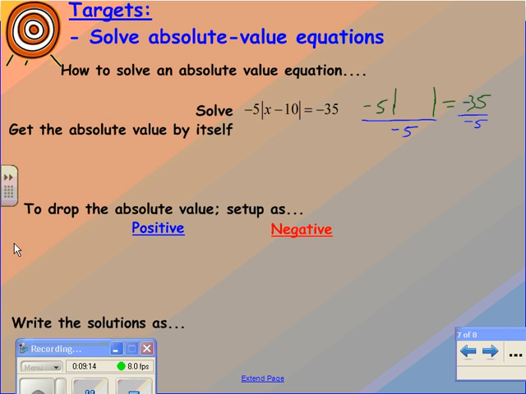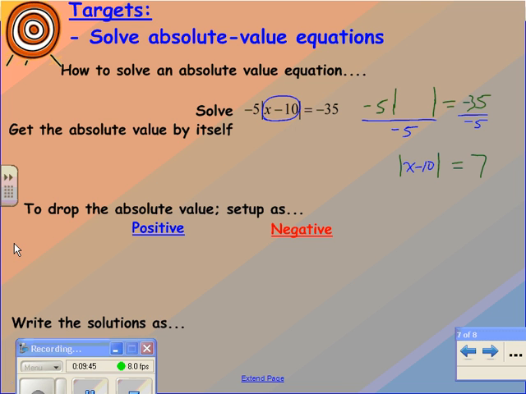We'll erase that and try another one. So that's going to give me the absolute value on one side by itself is equal to, now negative over a negative is going to give me a positive number. So -35 divided by -5 is going to be 7. Now, if I go back and take whatever was inside my absolute value sign and plug that in, so now I'm going to plug in my x minus 10. Okay, now I have the absolute value all by itself on one side.